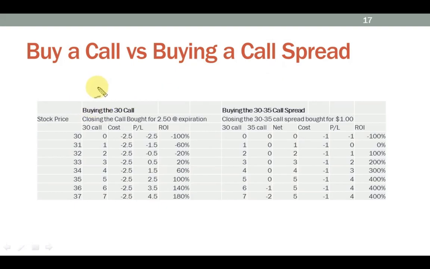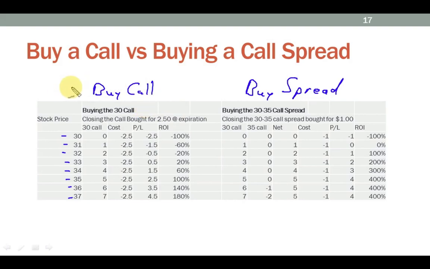So again, when people first get involved in trading, they're always taught, hey, just go out there and buy a call. Over here is buying the what? The spread. So this is buying a call, buying a spread. Now, buying a call, the stock price is at 30, 31, 32, 33, 34, 35, 36, 37, right? The call is costing us $2.50.